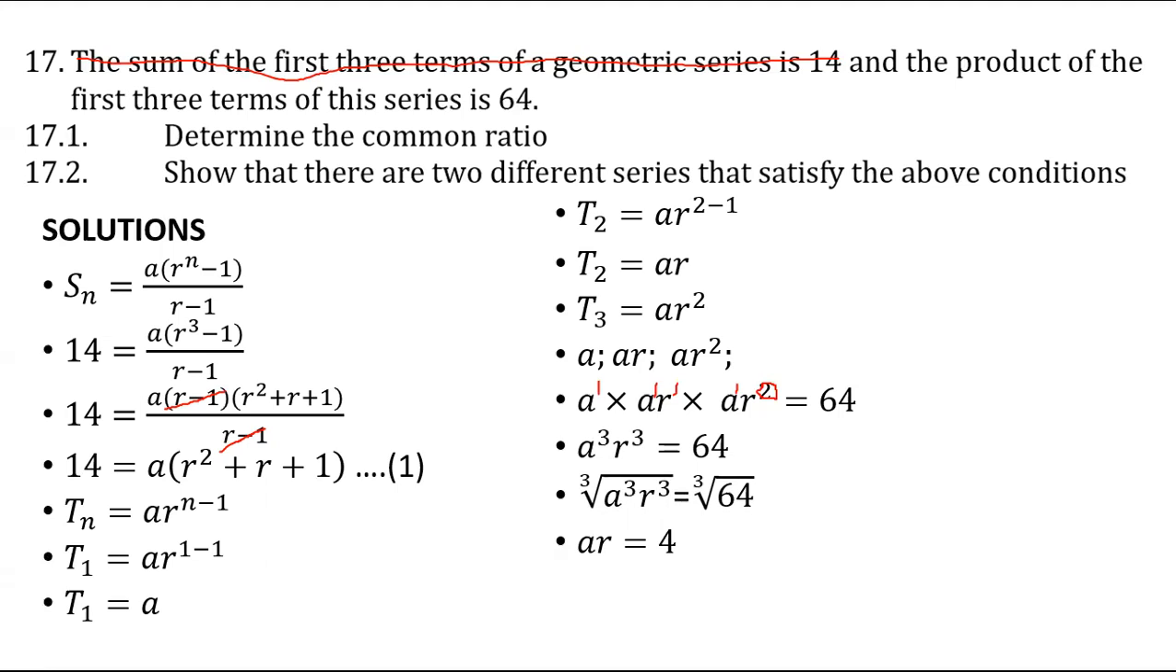Between A and R, which one do you want to make the subject of this equation? You did that in grade 10. Making a variable the subject of the equation means you isolate that variable. It's absolutely up to you. Because I'm calculating R for 17.1, they asked me to determine the common ratio. I will make A the subject of the formula, and I will name this equation 2.